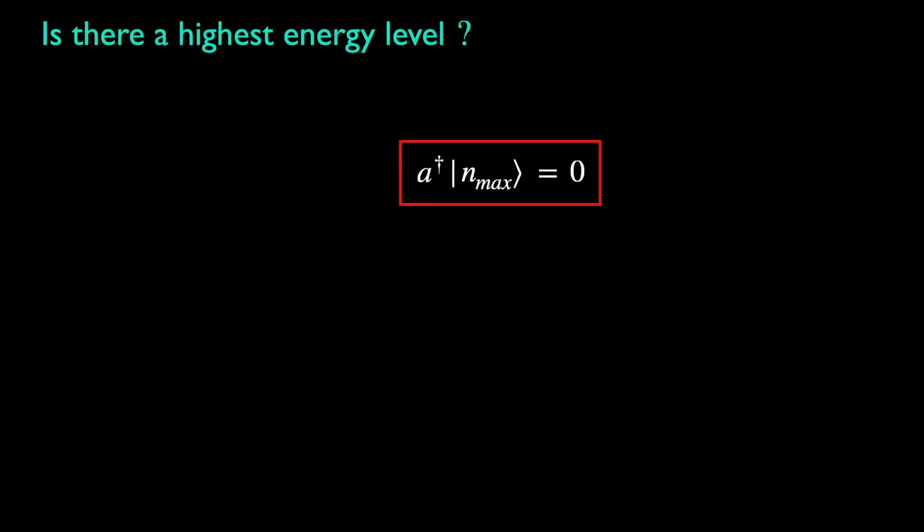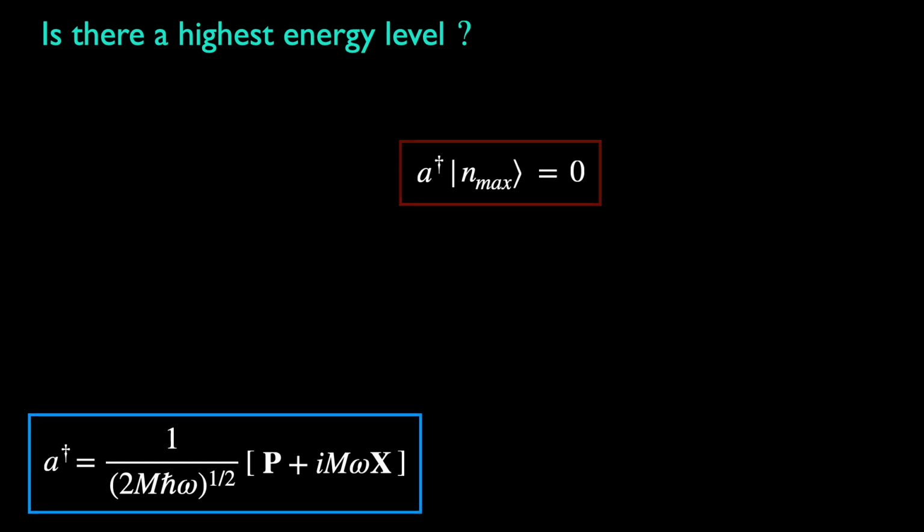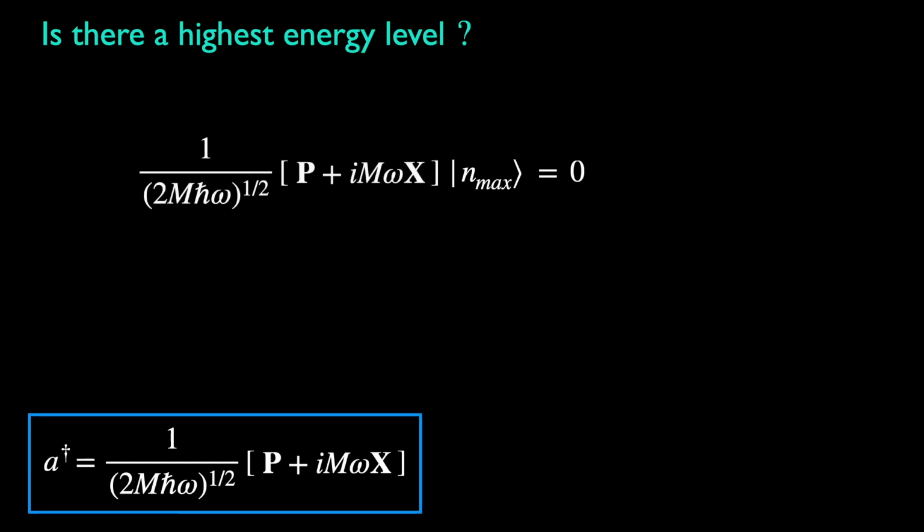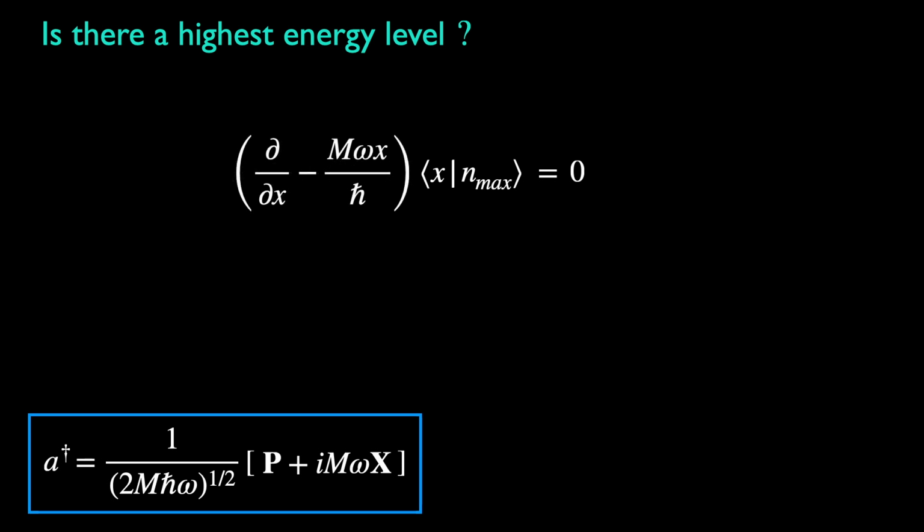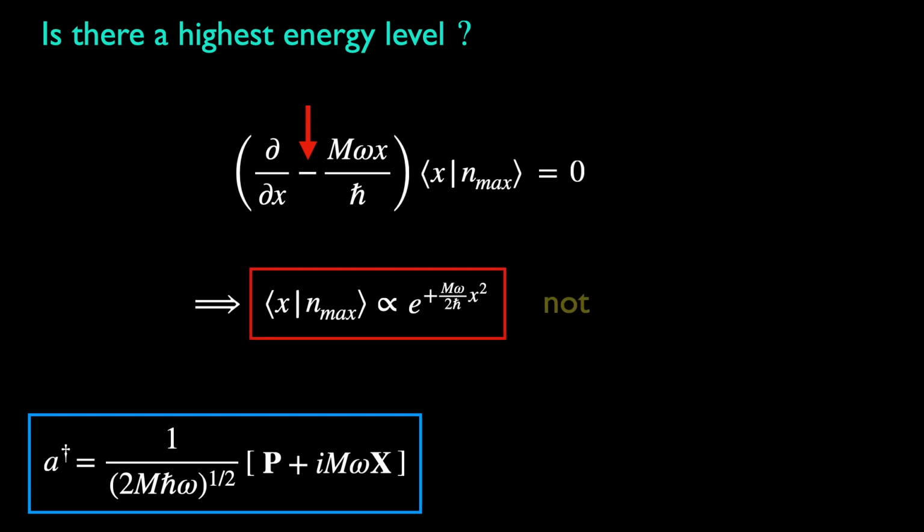Again, we examine this equation in position space. And we notice this change in sign from the ground state case. Therefore, we end up not with a Gaussian function, but with an exponential with a positive exponent. This blows up as x goes to infinity, and is obviously not normalizable. So the conclusion is that there is no upper limit to the eigenvalues of the number operator.